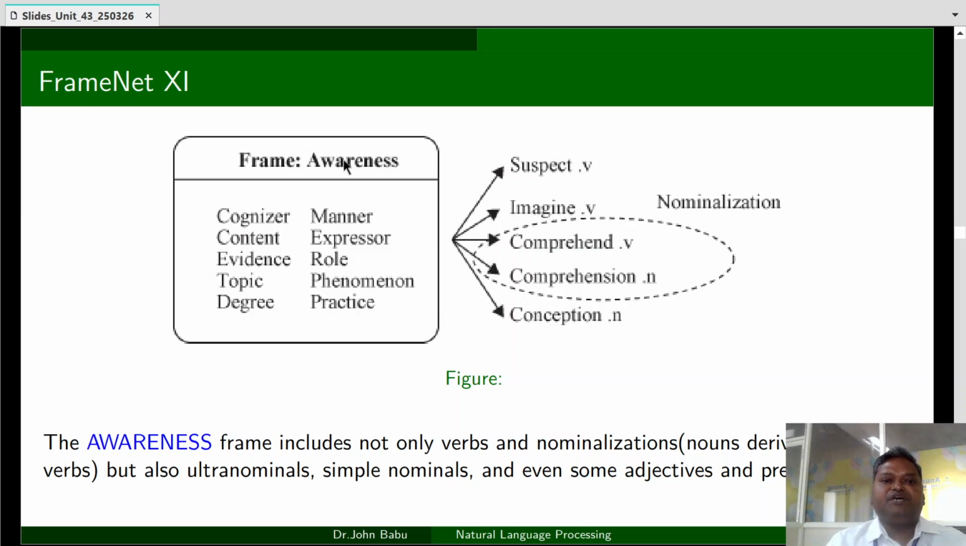So the awareness frame will have a cognizer, content, evidence, topic, degree, manner, expressive, role, phenomena, and practice. The awareness frame includes not only verbs but also the words derived from the verb, which are nouns, called nominalizations.